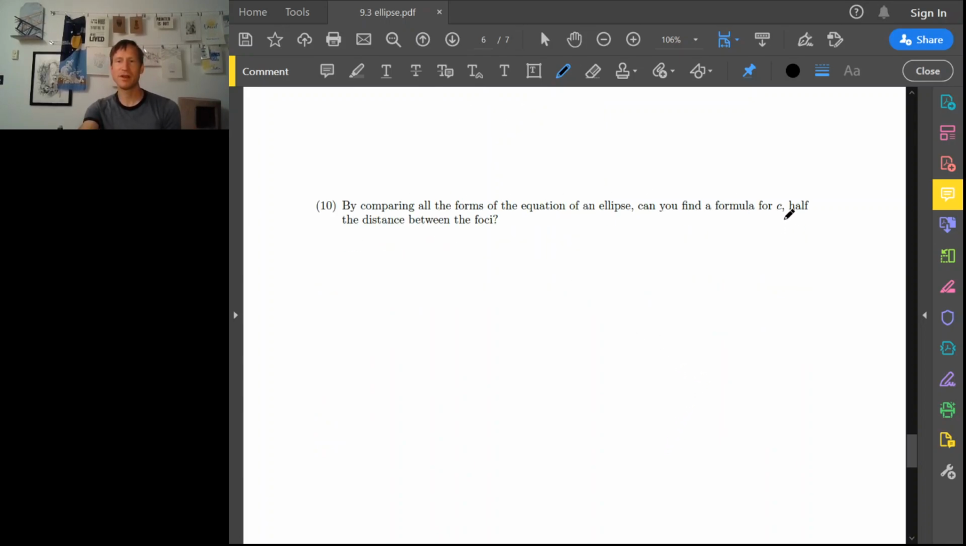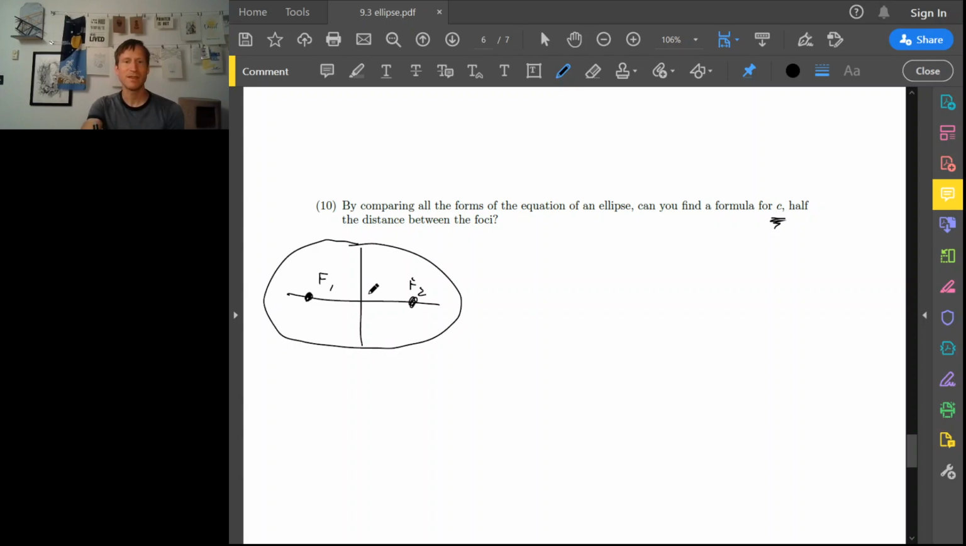So let's find a formula for c, which, remember, c is if your foci are along the x-axis like this. So if these are your foci, which means your ellipse is going to be something like this. c is the distance from the center of the ellipse to one focus. So let's find a formula for c. Well, remember, in every ellipse, we said there was this right triangle hiding here. And c is the bottom side, a is the hypotenuse, and b is the vertical side. That means b squared plus c squared equals a squared.